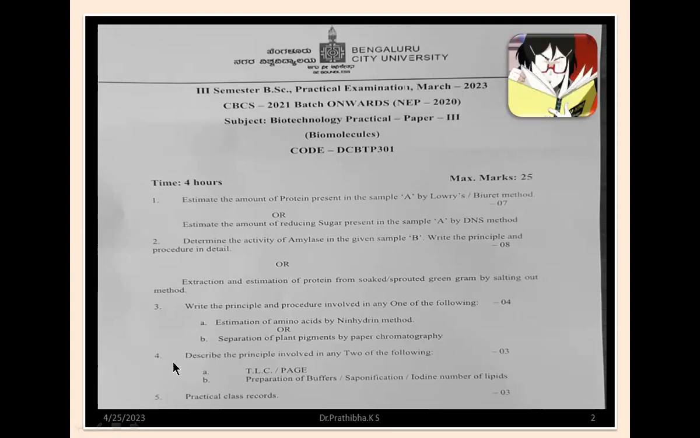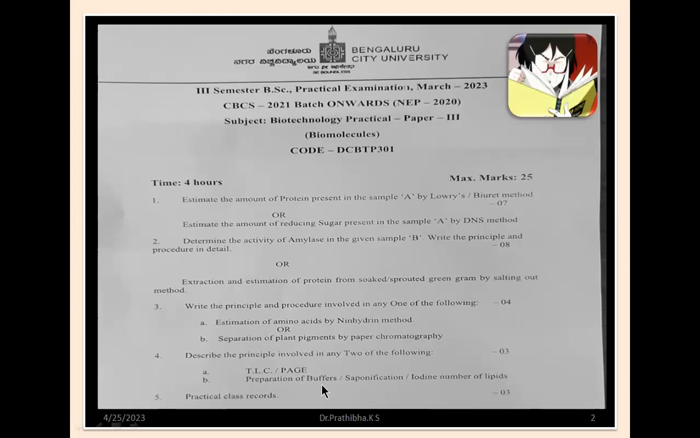Then question number 4, describe the principle involved in any two of the following. And this carries 3 marks. From this A, you may get TLC or PAGE. First, write the full form of this and comment on this particular TLC. No comment. They have given here, describe the principle. So, write the principle behind this TLC or maybe PAGE.